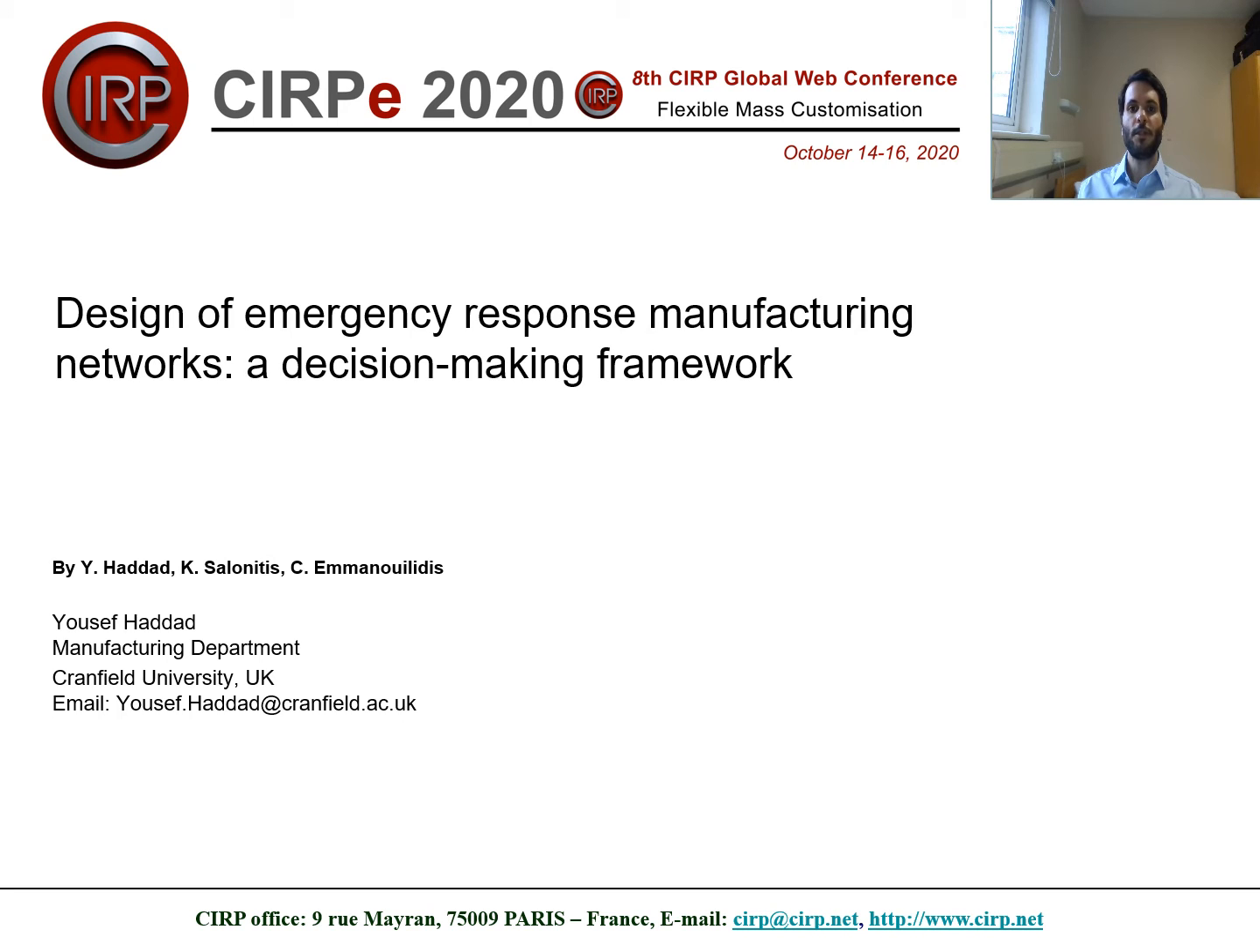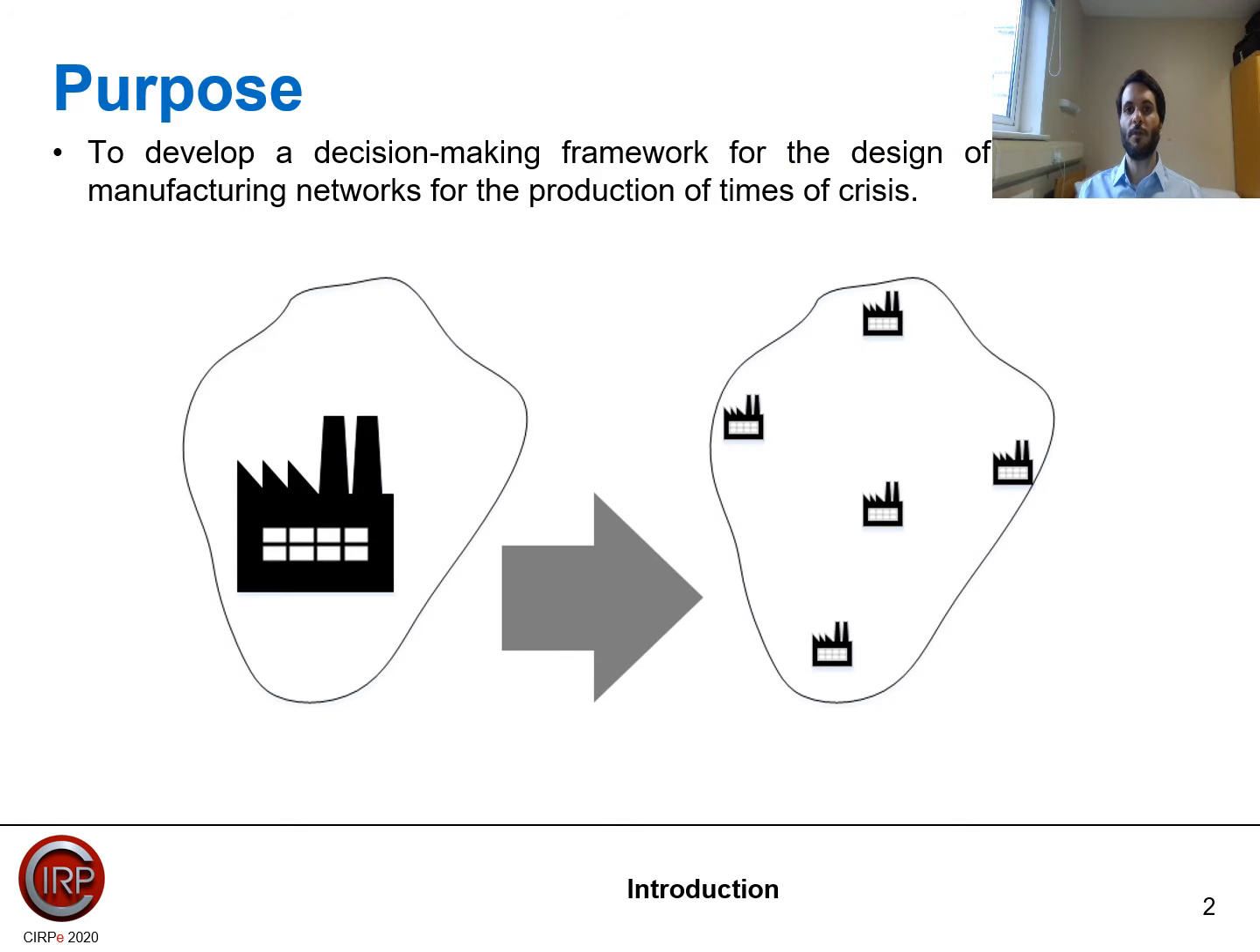So this presentation is for a paper submitted to this conference entitled Design of Emergency Response Manufacturing Networks, a Decision-Making Framework. The purpose of the paper is to develop a decision-making framework for the design of redistributed manufacturing networks for the production in times of crisis.